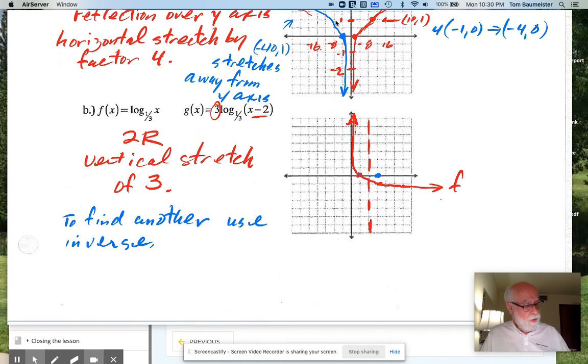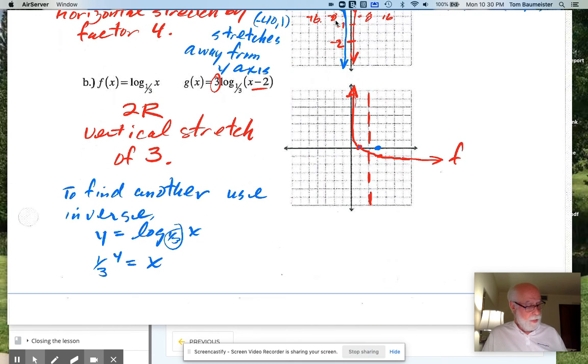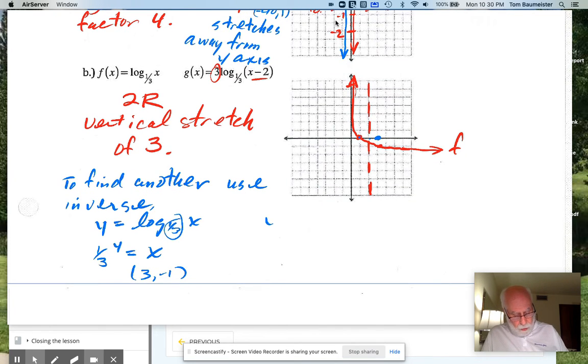All right. So if I take y is equal to log to the base 1/3 of x, then we know that, again, this base, 1/3 raised to this power, is equal to x. All right. So again, that's where I got my 3 and -1. Okay. If I take the other one, I'll have y is equal to 3 log to the base 1/3 of x minus 2. Okay. Again, this base raised to this power.